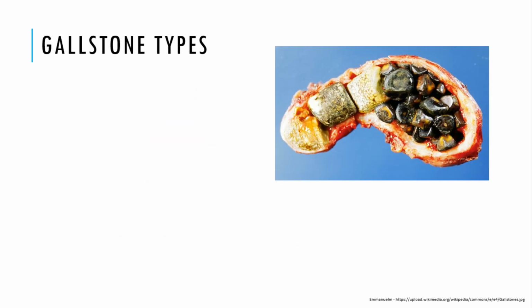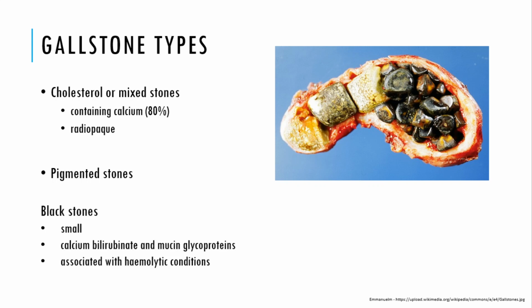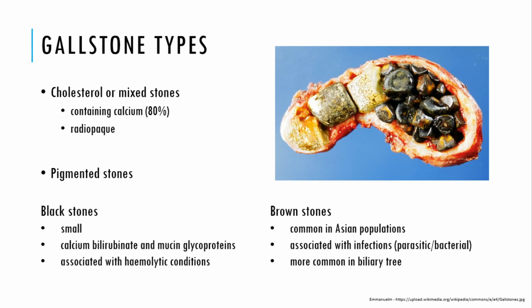There are several different types of gallstones. The most common ones are cholesterol or mixed stones that contain calcium, and for that reason they are radiopaque. However, there are also pigmented stones, either black stones, which tend to be small. They are made of calcium bilirubinate and mucin glycoproteins and associated with hemolytic conditions, or brown stones, which are more common in Asian populations, and they are associated with infections like parasitic or bacterial infections, and also these types of stones can develop within the biliary tree along with the gallbladder.